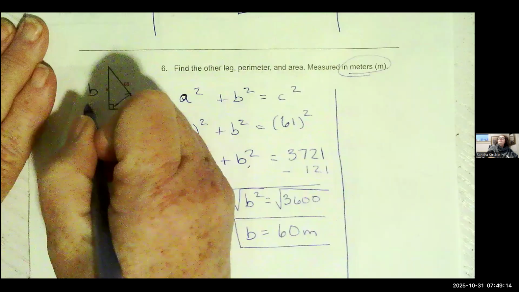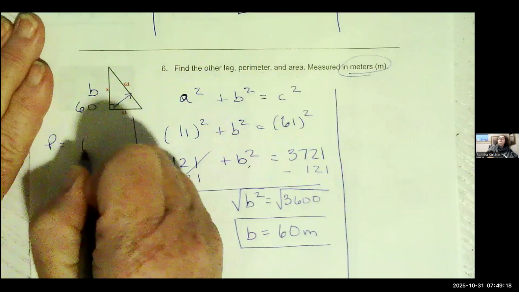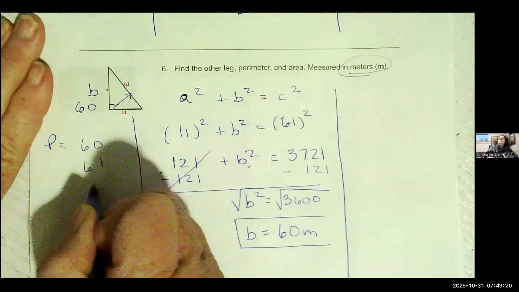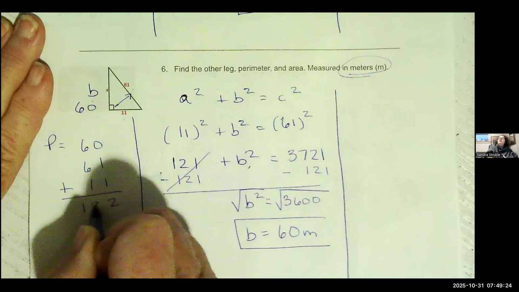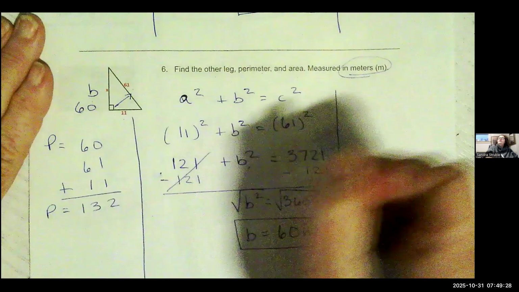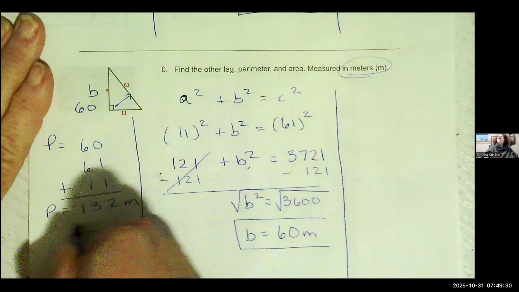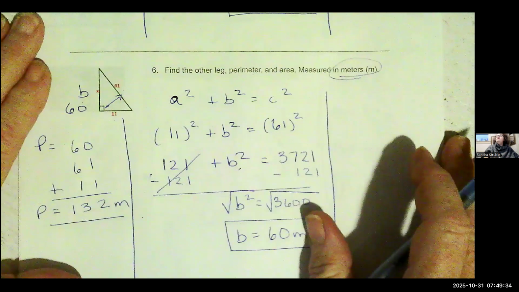I can find my perimeter. It's 60 plus 61 plus 11. So my perimeter is 132 meters. Don't forget your units. Very important. Put that on your note card. Don't forget your units.